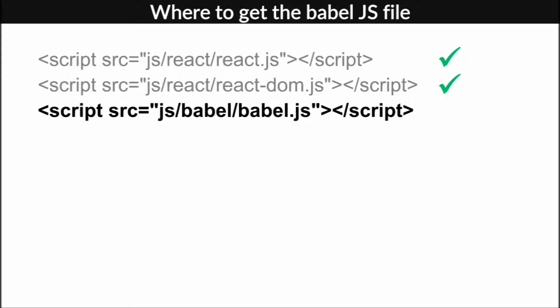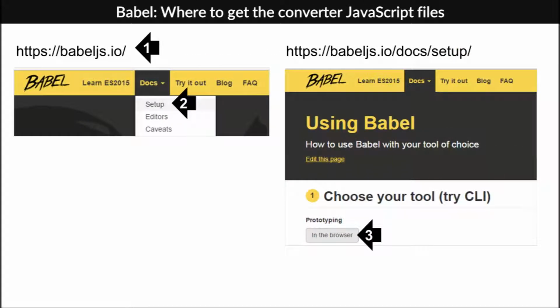Where do we get the Babel JavaScript, which we need to do the JSX conversion on the fly? Follow the numbers. You can pause this video, of course, as often as you want, and just follow the numbers. So number 1, go to the Babel.js.io website indicated by arrow number 1. In Docs, do the drop down and go to number 2, Setup. You'll now have arrived on the screen on the right hand side of this slide. Step 3, click the In Browser button.